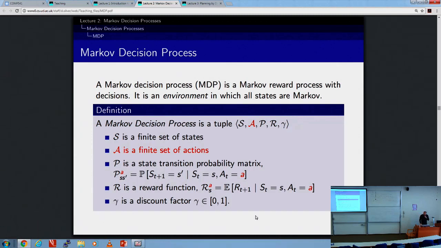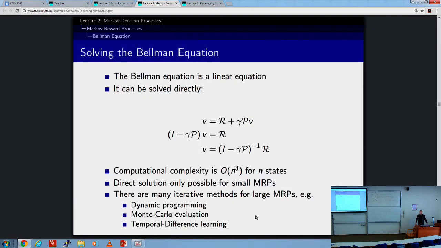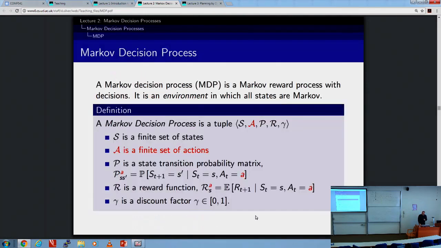Okay. Any questions about Markov reward processes or the Bellman equation? So we're going to put the final component in our Markov family of models and make this a Markov decision process. The only thing that we need to add for that is actions. Okay? So we already had S, P, R, and gamma: states, transition probabilities, rewards, and discount factor.